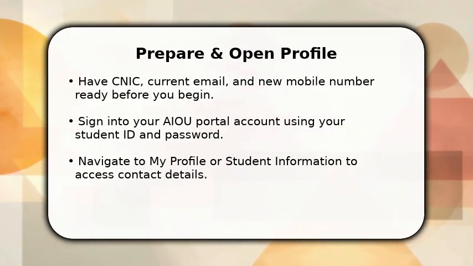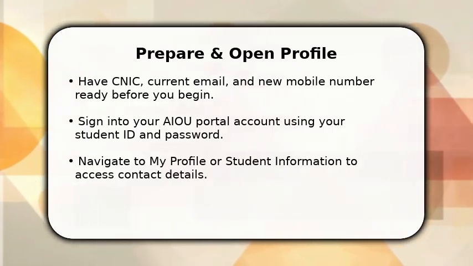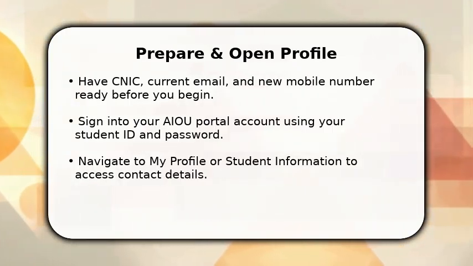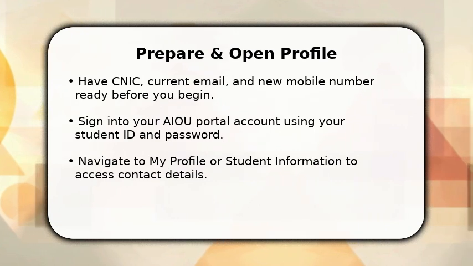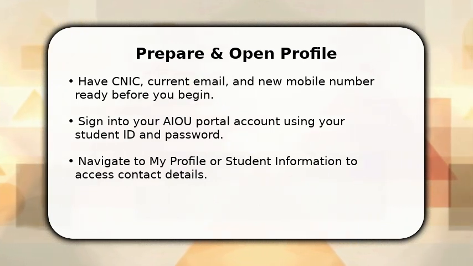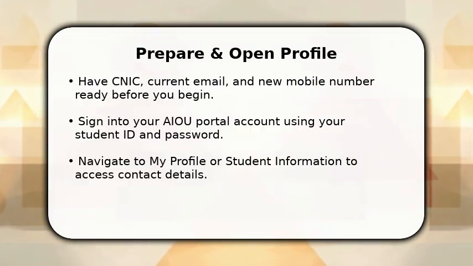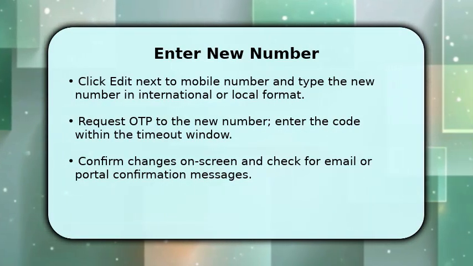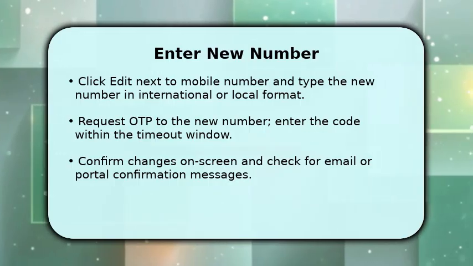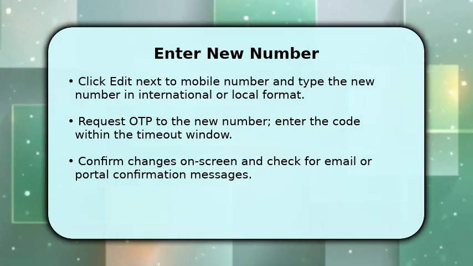Make sure your internet is stable. A dropped connection can interrupt verification. Now open the Contact section and prepare to edit the mobile field. Once you're in the Contact section, click Edit next to the mobile number and enter the new number in the required format. The portal usually accepts local or international formats.